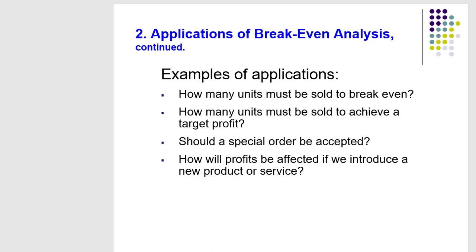So here are some specific examples of applications. Questions like how many units must be sold to break even financially? How many units must be sold to achieve a targeted level of profit? Or should a special order be accepted? If a customer places a special order, you need to factor into the fixed cost and the price and figure out if you're going to make any money. Another example is how will profits be affected if we introduce a new product or service?